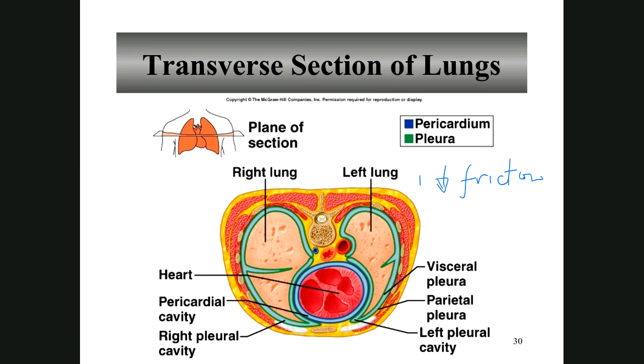Secondly, there's a negative pressure, which helps to inflate the lung. So in other words, if there is negative pressure here, air just tends to go in that way, and then the lung will be inflated. And then the third function is what we call compartmentalization.